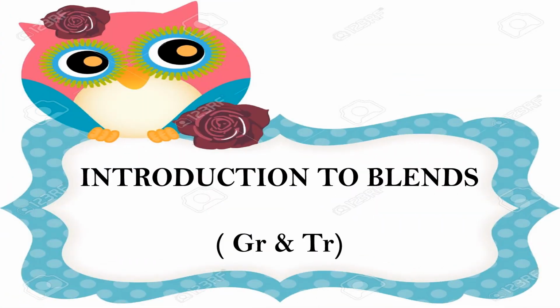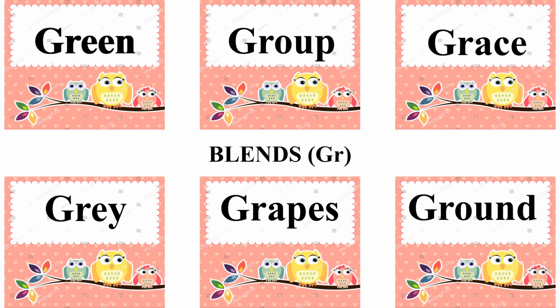Now, from this slide, we will be starting the new blends, that is, introduction to blends gr and tr. G R, gr and T R, tr. Gr, een, green. Gr, oup, group. Gr, ace, grace. Gr, ay, gray. Gr, apes, grapes. Gr, ound, ground. So these are some words with blend gr.